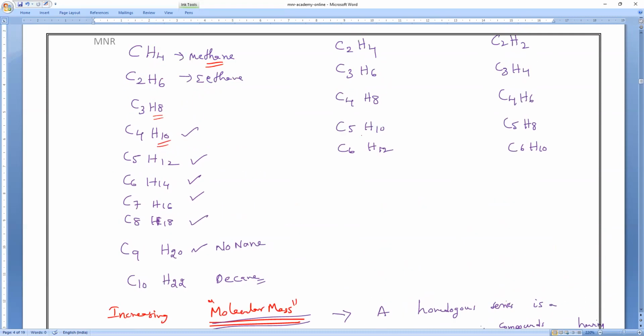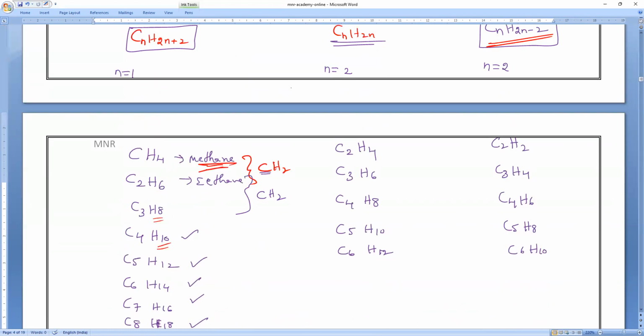Verify, all of you. From methane to ethane, how many carbons are different and how many hydrogens are different? 1 carbon, 2 hydrogens. Ethane to propane, how many carbons? Again, 1 carbon, 2 hydrogens. Like that everywhere. C2 to C3, how many carbons? 1 carbon. How many hydrogens? 2 hydrogens. Am I right, everybody? Everywhere you can check it. CH2, everywhere CH2.